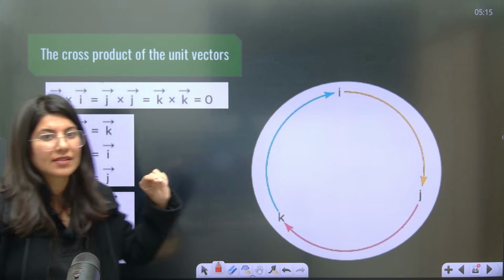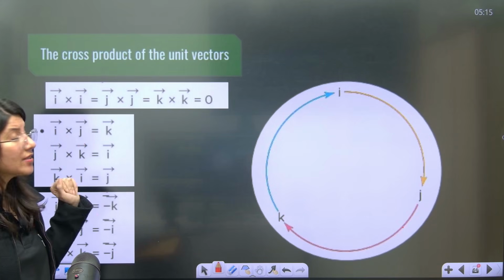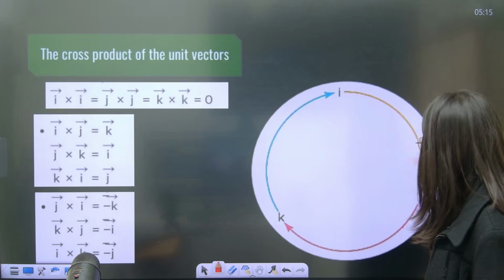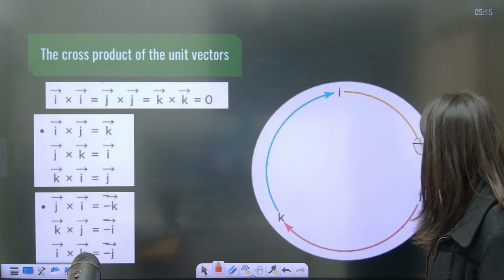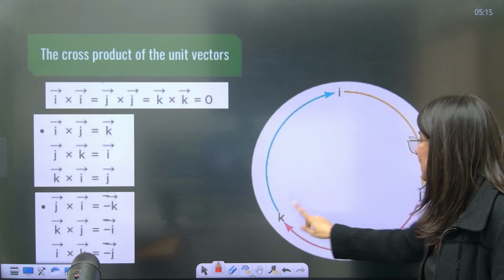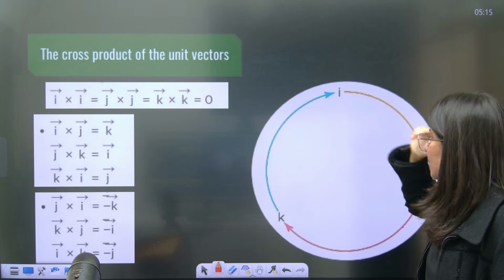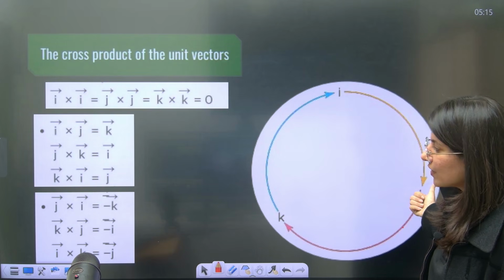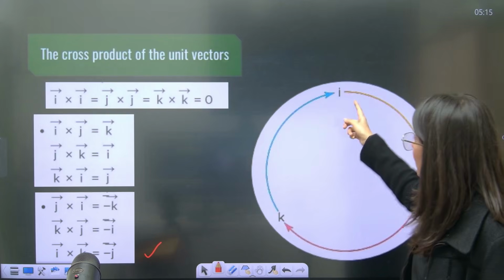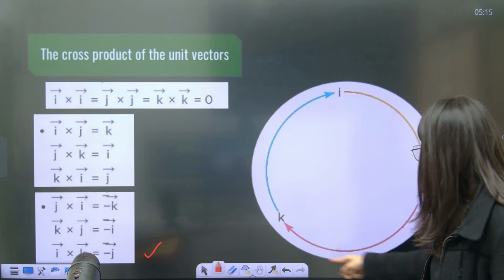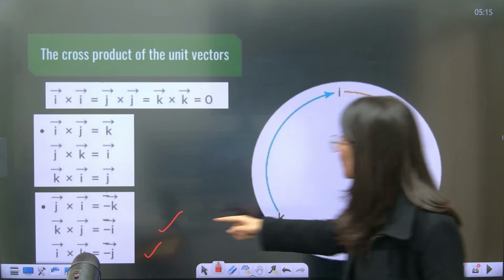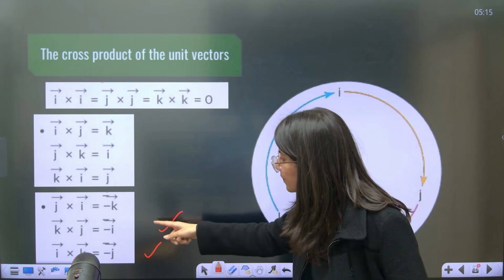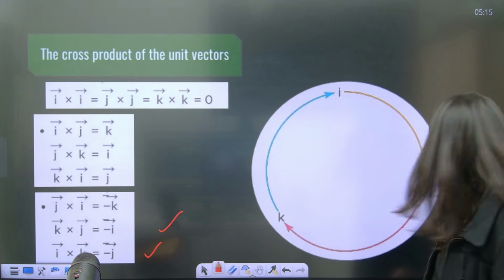But now understand I cross J. Now the cyclic order is I, J, K. So if I cross J is there, then the answer is K. J cross K, the answer is I. But if you go in reverse, K cross I is there, the answer is minus J. So if you're going in the reverse direction, I cross K is minus J. K cross J is minus I. J cross I is minus K. This is how you should remember it.